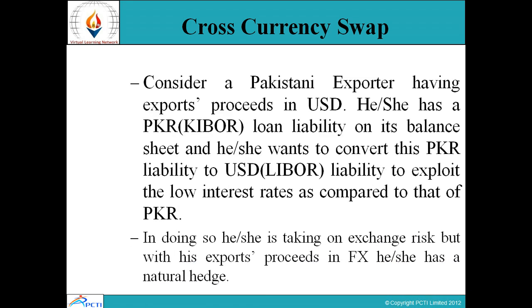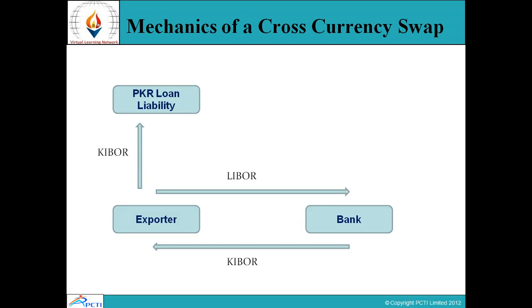Consider a Pakistani exporter having export proceeds in USD. He or she has a PKR KIBOR loan liability on the balance sheet. And he or she wants to convert this PKR liability to a USD LIBOR liability to exploit the low interest rate as compared to that of PKR. In doing so, he or she is taking on exchange risk, but with export proceeds in foreign exchange, he or she has a natural hedge.